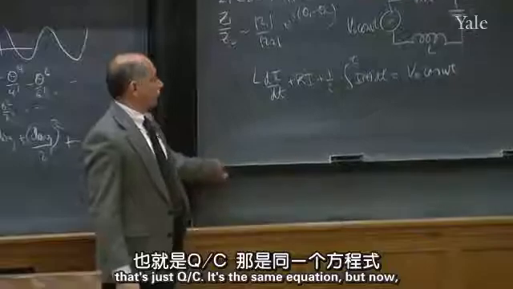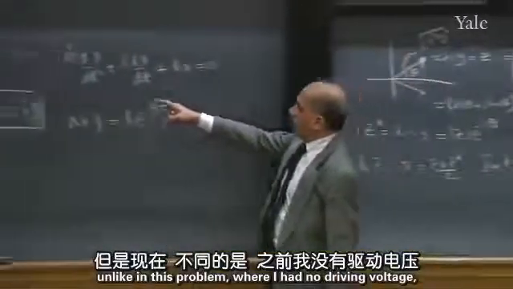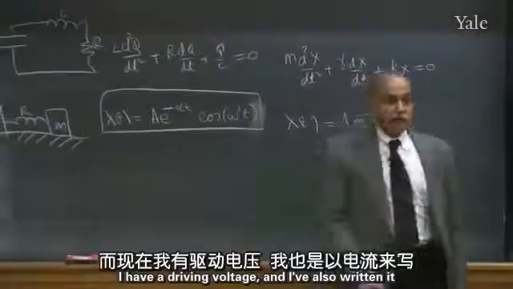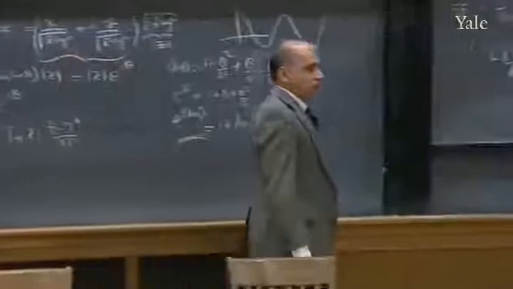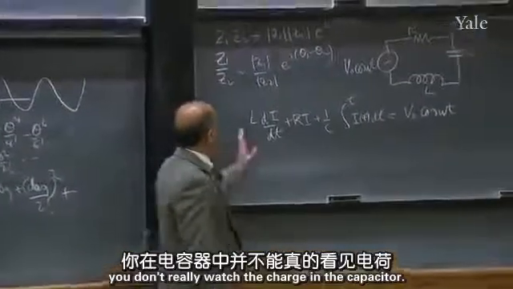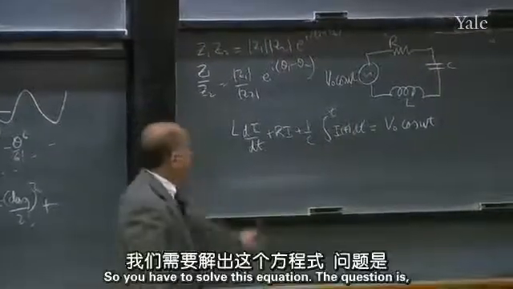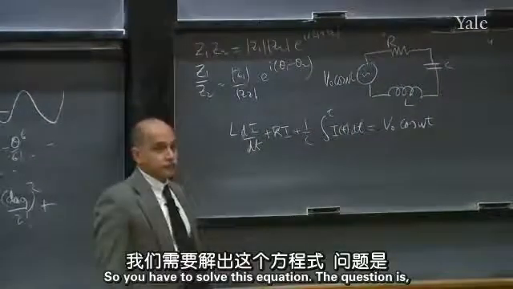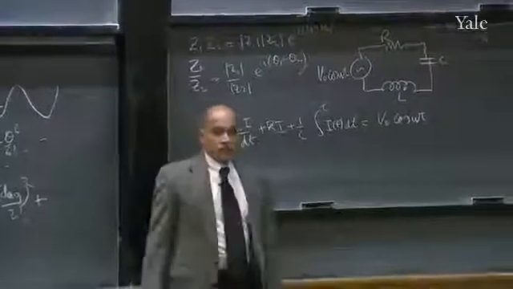It's the same equation, but now, unlike in the earlier problem where I had no driving voltage, I have a driving voltage, and I've also written it in terms of current rather than in terms of charge. Because in electrical engineering, you don't really watch the charge in the capacitor, you look at the current flowing through the circuit. So you have to solve this equation. The question is, can you guess the answer? That's the only way we know.